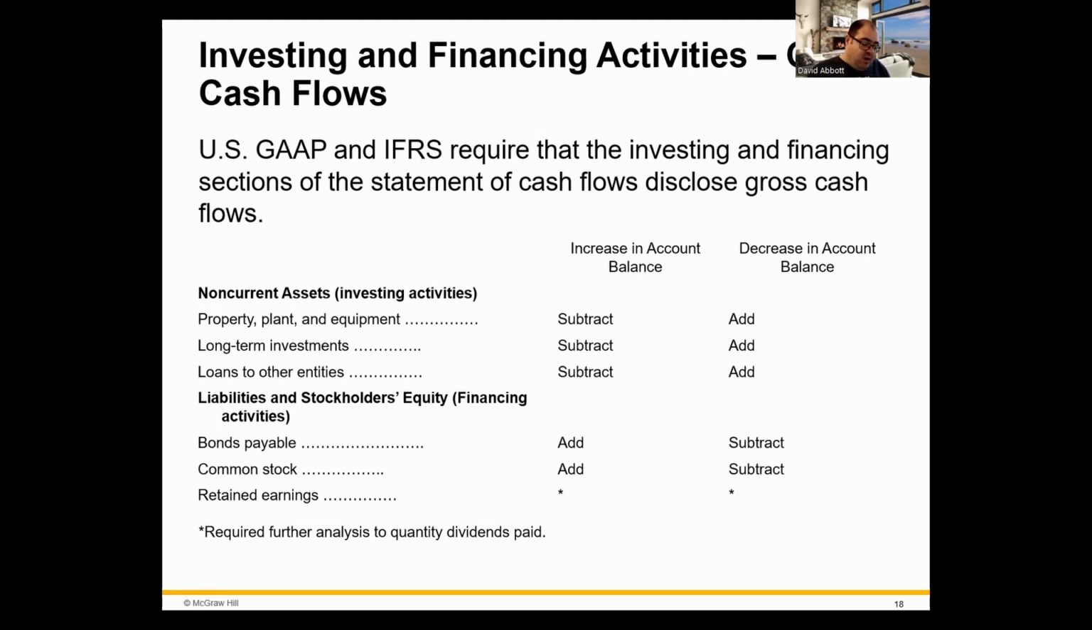When the balances in bonds payable and common stock increase or decrease, it signals the need to record a cash inflow or a cash outflow in the financing activity section of the statement of cash flows. However, computing the correct amount of cash flows also requires further analysis. The retained earnings account also requires further analysis to quantify the amount of dividends.